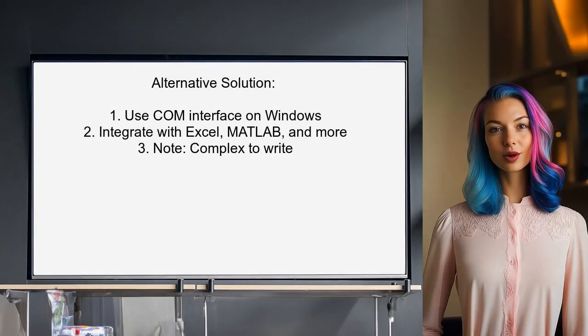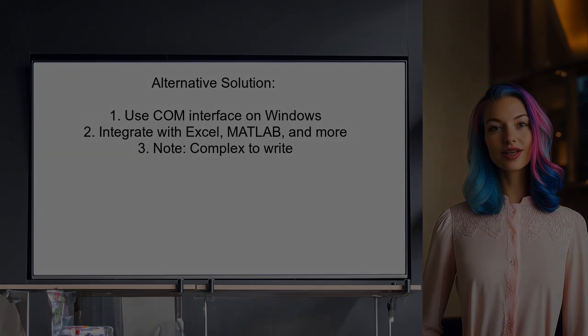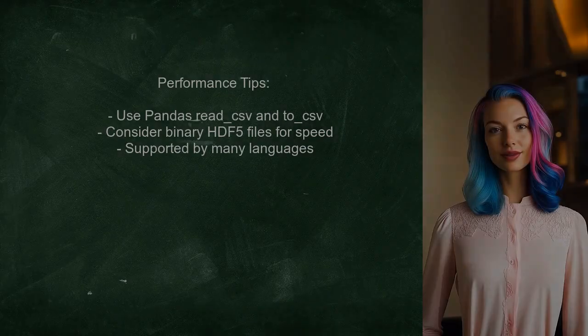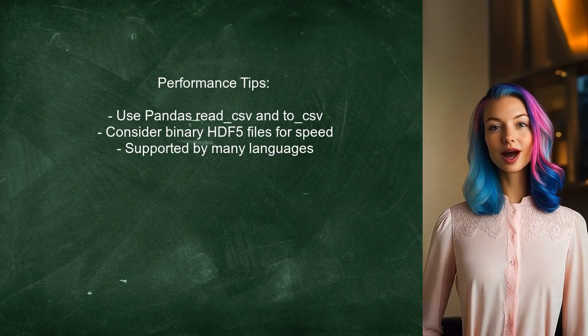An alternative approach suggests that while there's no direct way to create a universally callable library, using a COM interface on Windows can help. This allows integration with programs like Excel and MATLAB, but it can be complex to implement. The user also mentions that if read and write operations are slow, you might not be using Pandas' efficient read CSV and to CSV functions. For even faster performance, consider using binary HDF5 files.